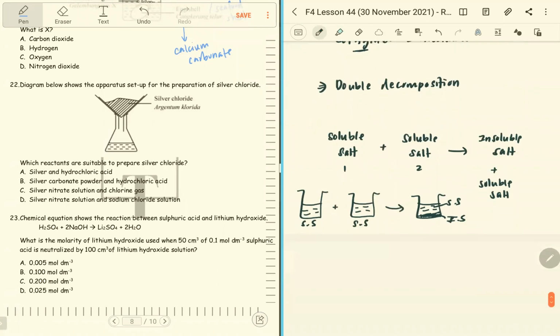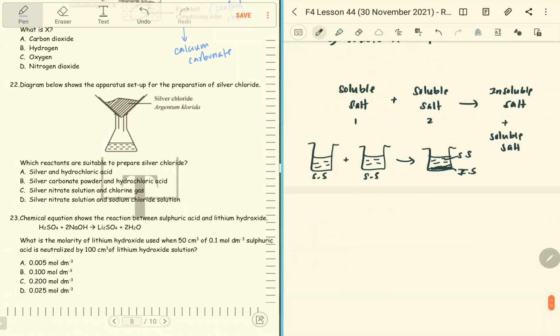Okay, so to find the answer, you have to find two soluble salts reacting with each other. So silver and hydrochloric acid, this one is wrong already, because silver is not a soluble salt. It's not even a solution. This one is pure metal. Pure metal is a solid. It's going to be like a silver strip or a silver piece of metal.